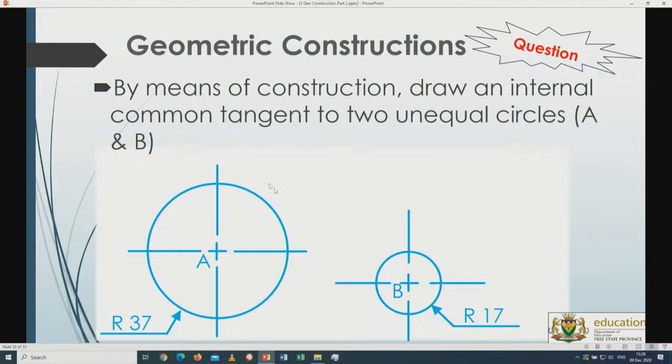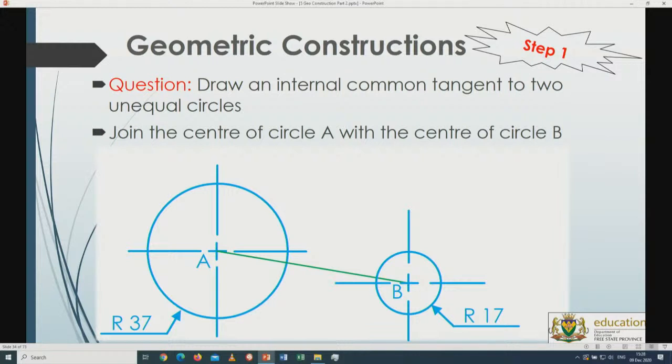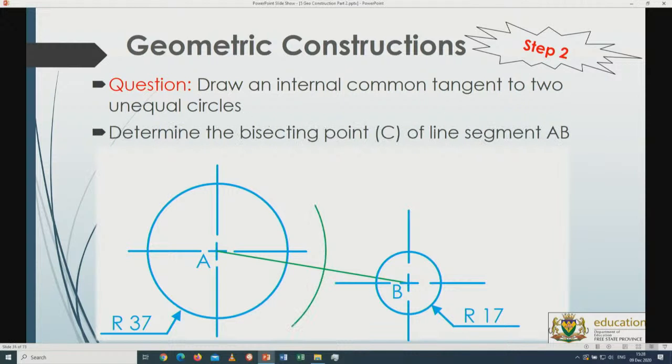In other words, it should go in between, keeping these circles on the outside. So if I draw a line in between, it means this line must be going in between these two circles, but it must be tangentially attached to the big circle and tangentially attached to the small circle. Alright, so the basic rules will still be applicable. In other words, I have to join A with B. Once I've joined A with B, I can get the bisecting point, exactly the same as what I had with the external tangent line. Now this one is internal.